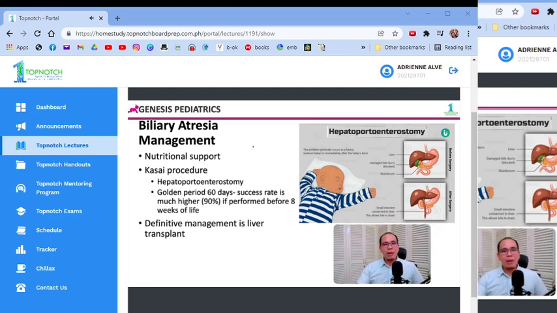Okay? So the management is, of course, nutritional support, very important. These patients with progressing liver damage are very prone to developing your vitamin deficiency, specifically what type of vitamins, your fat-soluble vitamins, your ADEK. Okay? And of course, laging tinatanong sa exam was your Kasai procedure, your hepatoportoenterostomy.